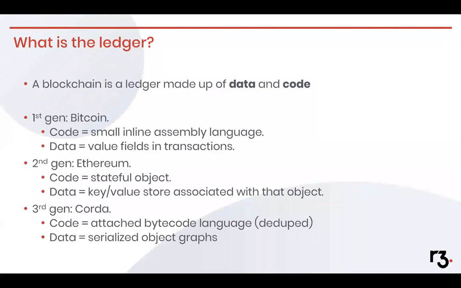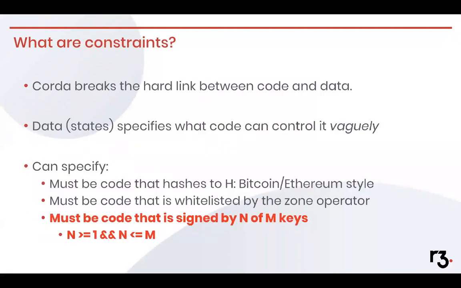And then for data, it's fixed. Like in Bitcoin, once put on the ledger, it stays, it's immutable. And we allow arbitrary serialized object graphs, or near arbitrary. So the key thing is that we have this separation of code and data.